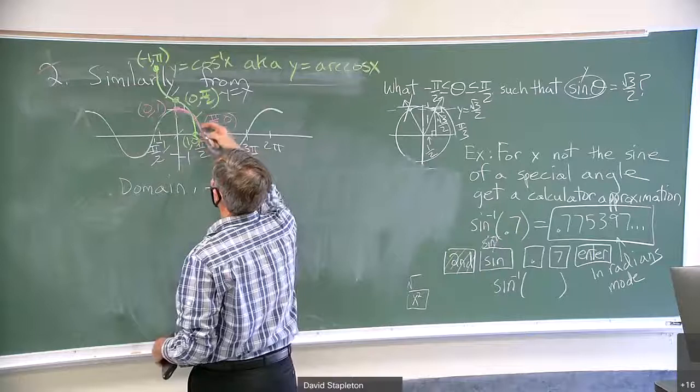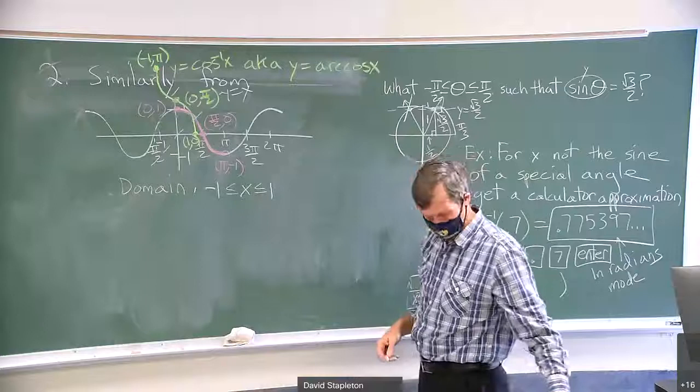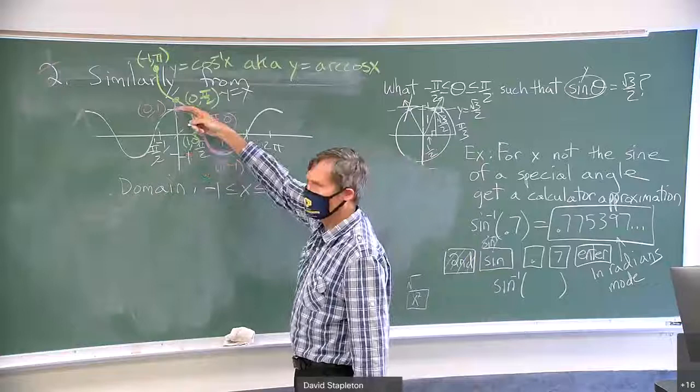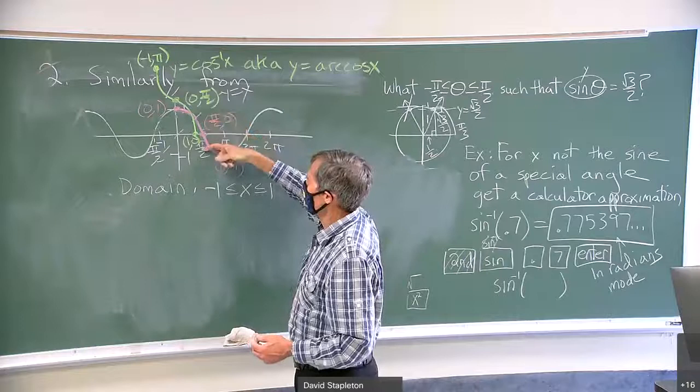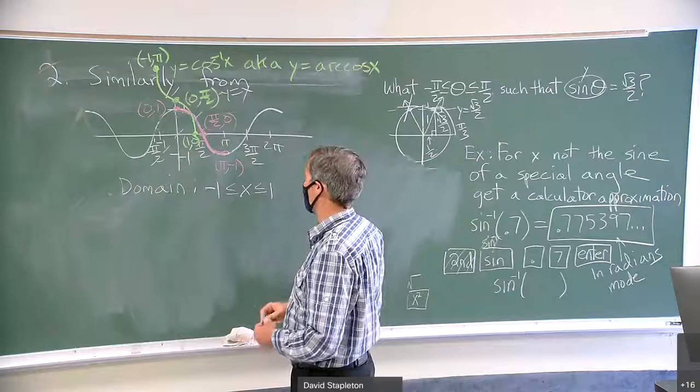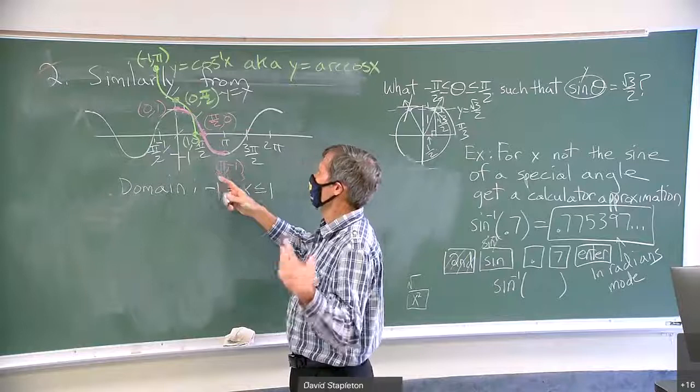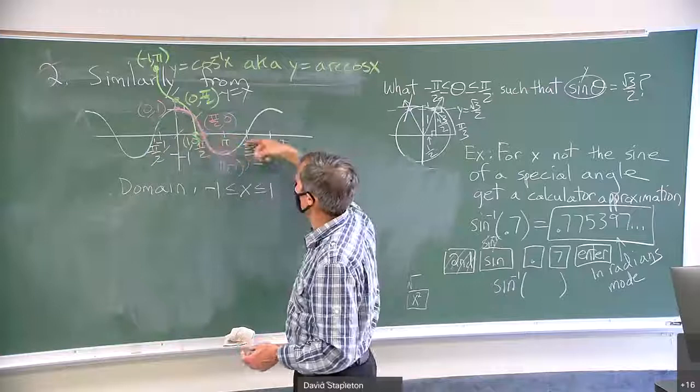Why would it have such a small domain? Well, it's because the y coordinates used to be between minus 1 and 1. When you flip it, now the x coordinates are between minus 1 and 1. It's because it's the inverse of a function, right? The cosine can only output a value between minus 1 and 1, and you say, what angle has that cosine? You can only do it for numbers between minus 1 and 1, because this wave only goes between plus and minus 1. You can't have the cosine equal 2 or something.